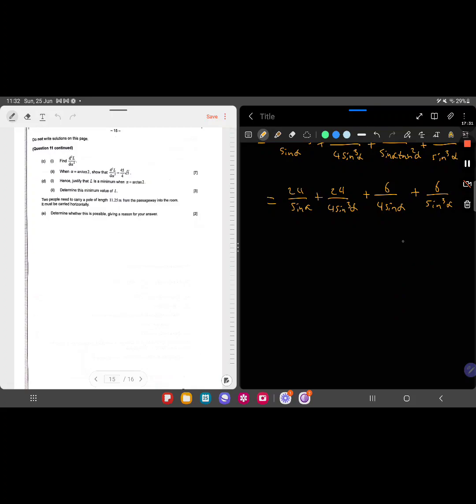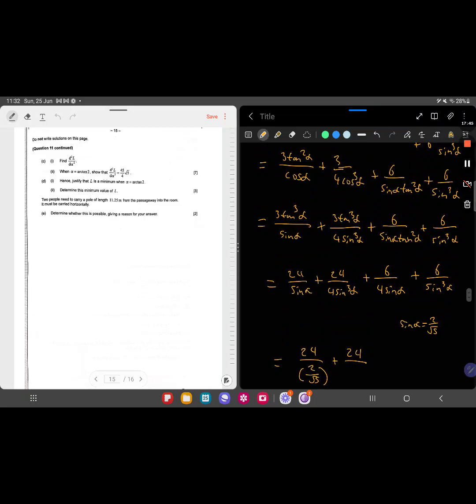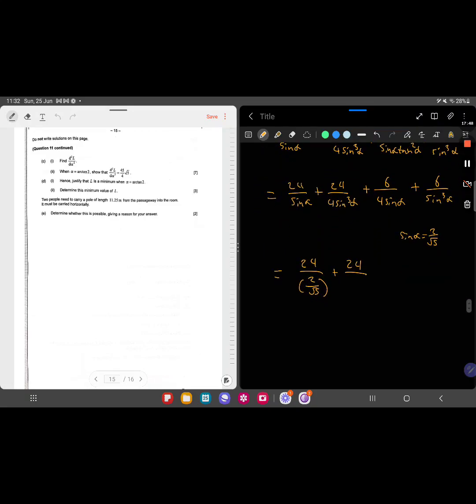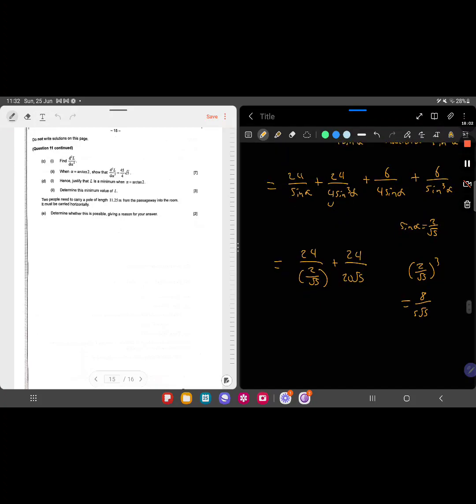Sine alpha equals 2 over root 5. It's opposite over hypotenuse. It's equal to 24 over 2 over root 5. Let me make sure sine alpha is correct. Sine cubed, so 2 over root 5 cubed equals 8 over, wait, root 5 times root 5 is 5, so 5 root 5. And then times the 4 here, so it's 20 root 5. Let me just make this a bit nicer. Times root 5 on both sides.